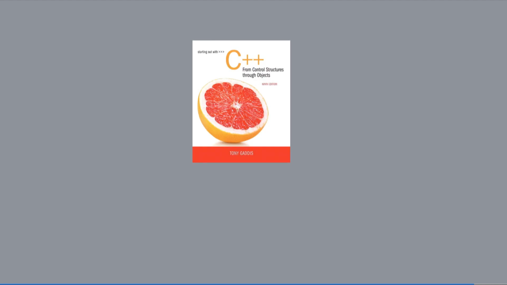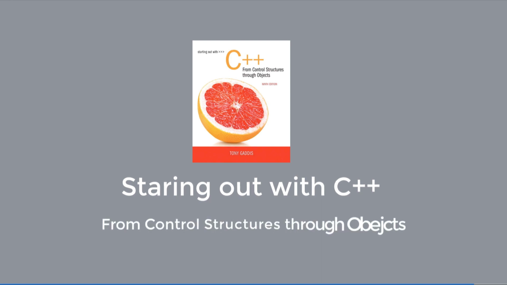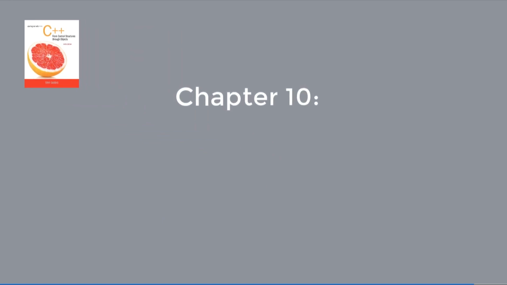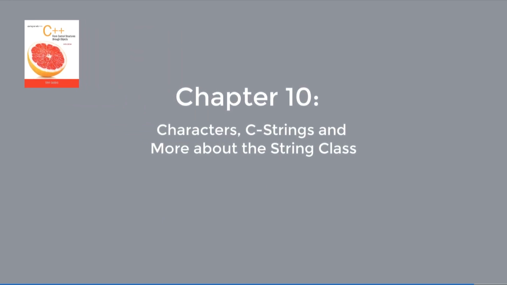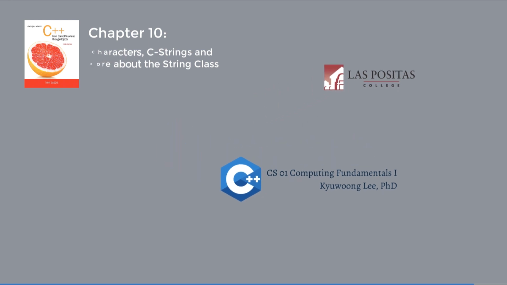In this video, we are continuing to learn the textbook Starting Out with C++: From Control Structures to Objects. We are now starting Chapter 10. The title is The Character, C-String, and More About the String Class. And this is part of CS1 Computing Fundamentals at Lost Pass Test Community College.